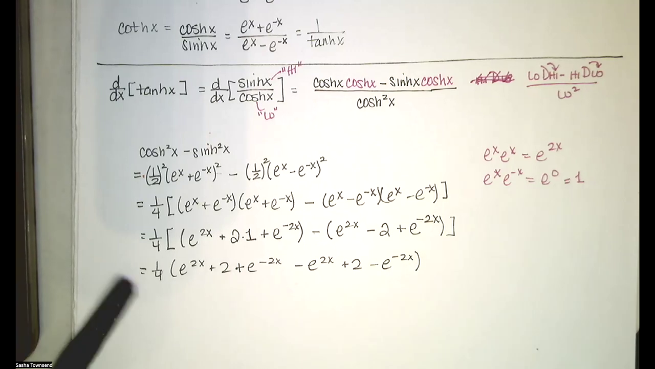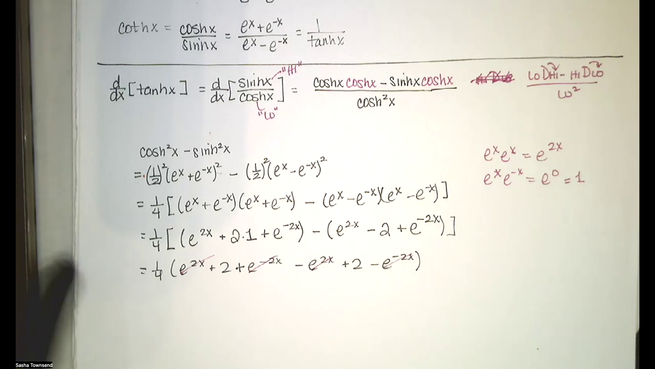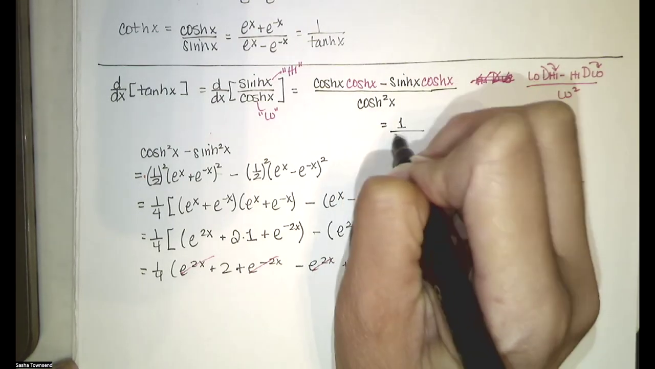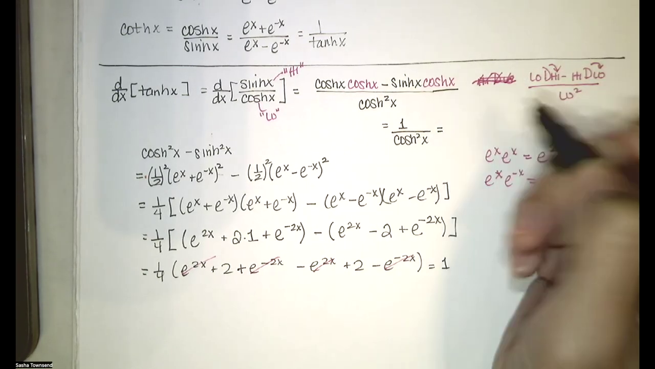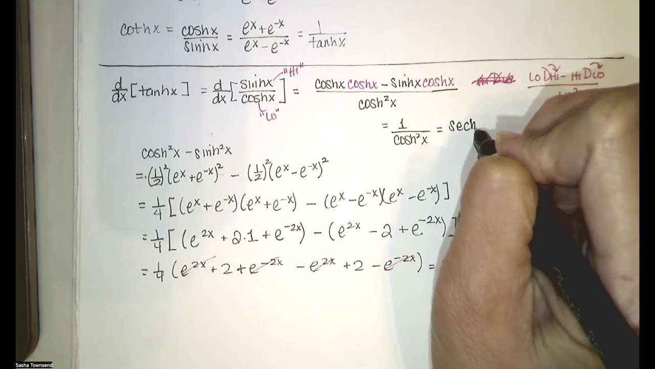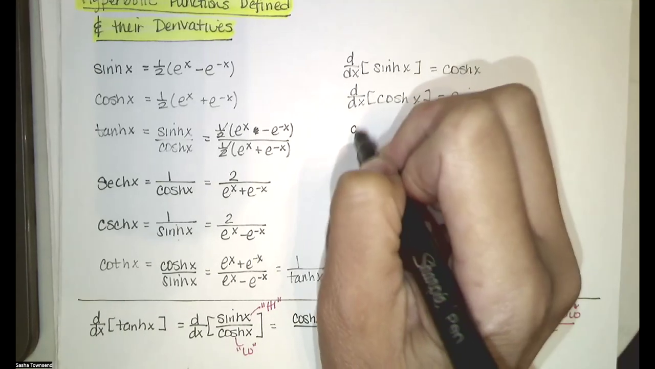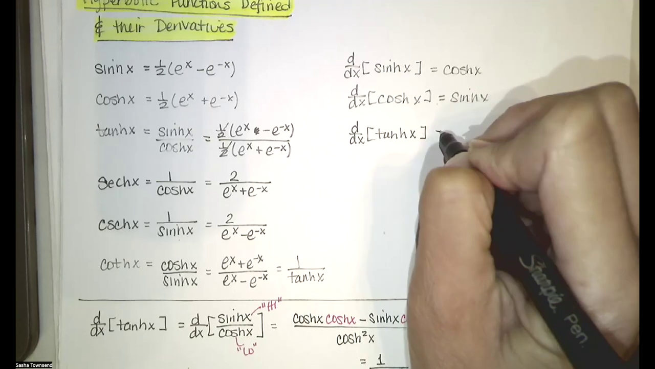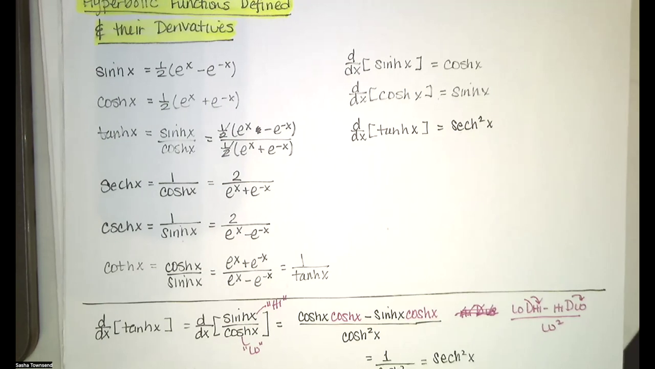And you see a lot of cancellations. These guys reduce, and you just end up with 1/4 of 4, which is 1. So this numerator is 1, and we're dividing by hyperbolic cosine of x squared, and 1 over hyperbolic cosine squared is hyperbolic secant squared. So the derivative of hyperbolic tangent is hyperbolic secant squared, and that's very similar to the fact that the derivative of tangent is secant squared. So you just sort of add that hyperbolic to it. And it turns out that they're the same.